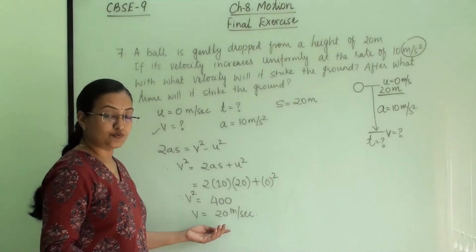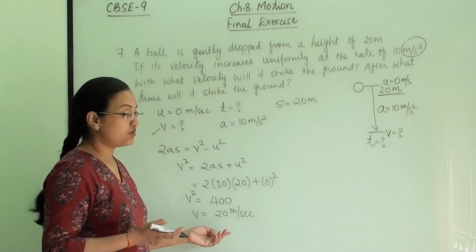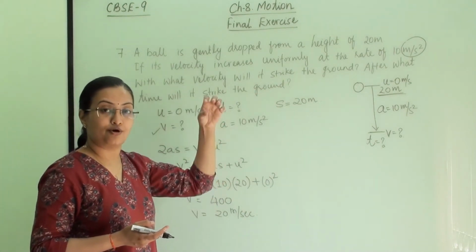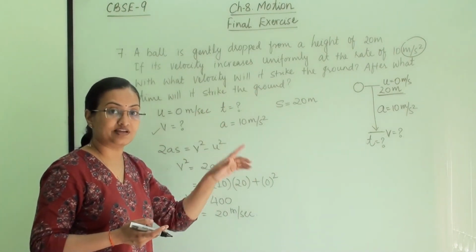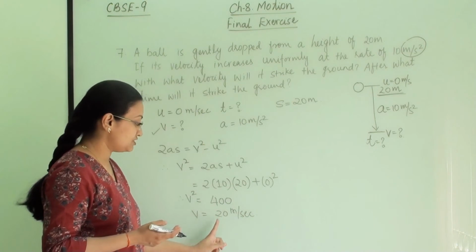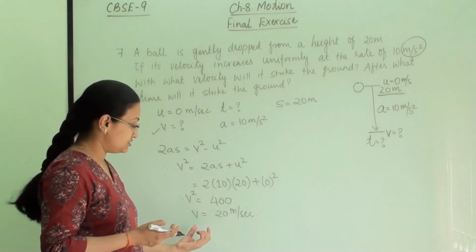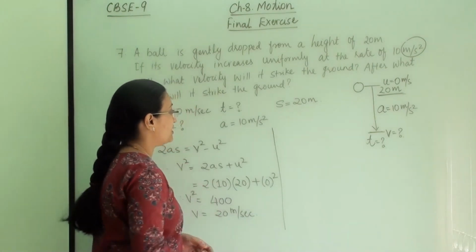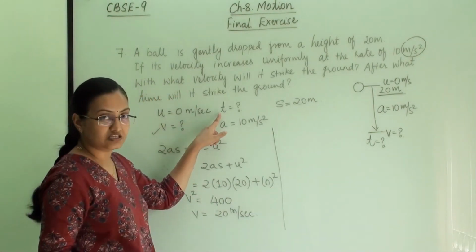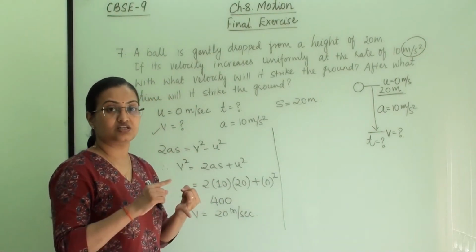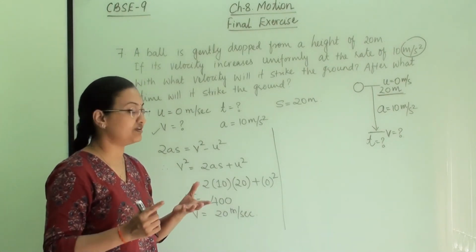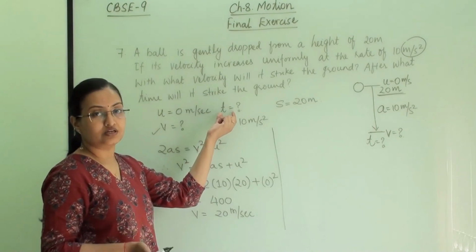And this 20 is going to be positive because here the velocity is increasing and it is in the direction of falling. Where it is falling, it is in the same direction. So this final velocity is going to be positive. Now what we have to find out is t. We have final velocity, initial velocity, distance, acceleration, everything. We have to find out t.